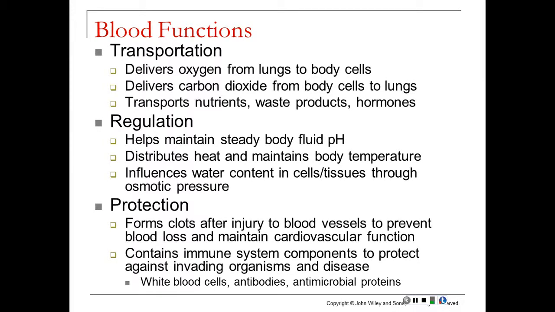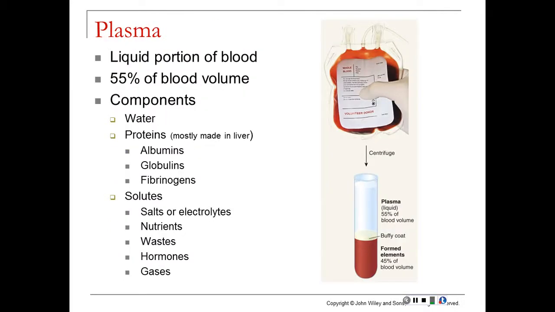It also helps to protect our body. It forms clots after an injury. When the blood vessels are damaged, it's going to clot those vessels to prevent blood loss and maintain cardiovascular function. It also contains special immune system components, our white blood cells, to help protect against invading organisms and disease. These include antibodies, antimicrobial proteins, and the white blood cells, as I mentioned.